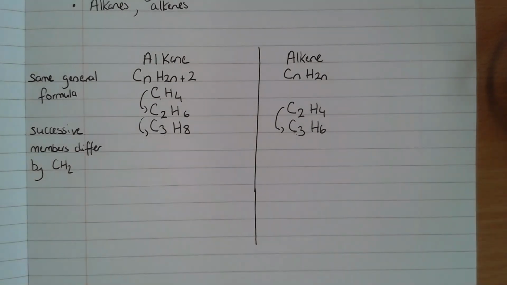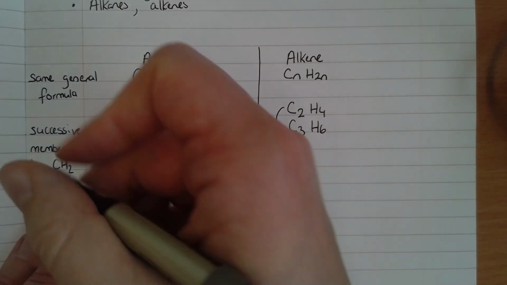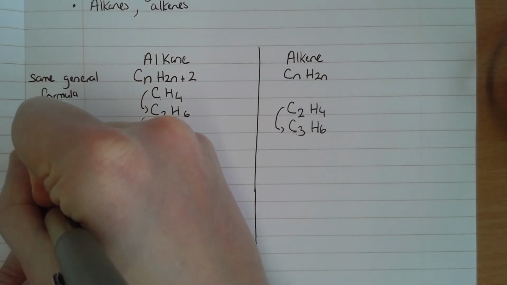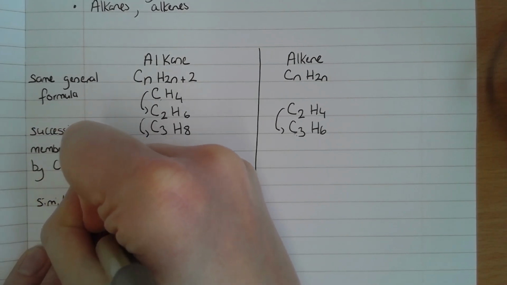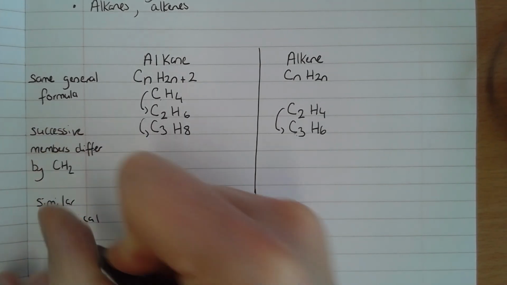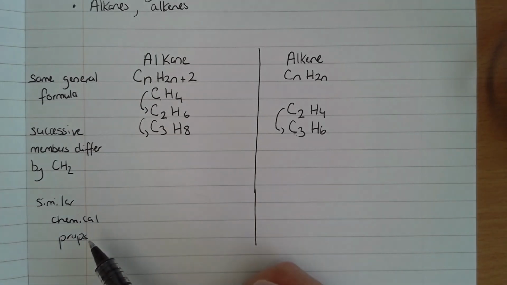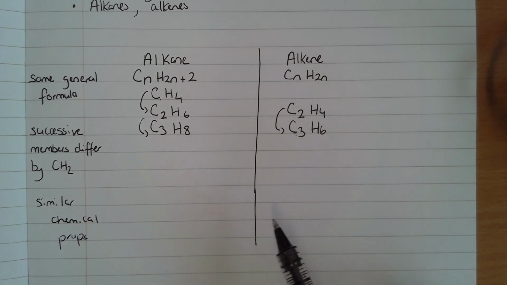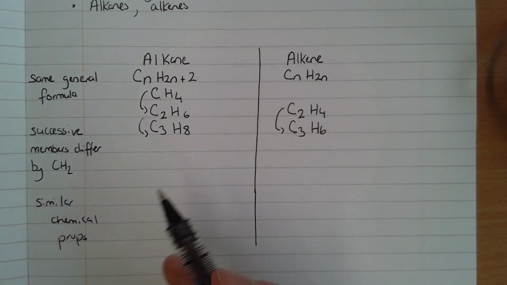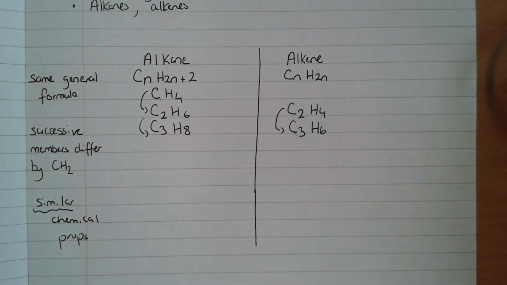The other thing you can say about members of a homologous series is they have similar chemical properties. Chemical properties refer to chemical reactions. All of the alkanes react in a similar way. All of the alkenes react in a similar way. Annoyingly, you can't say same chemical properties, you have to say similar.